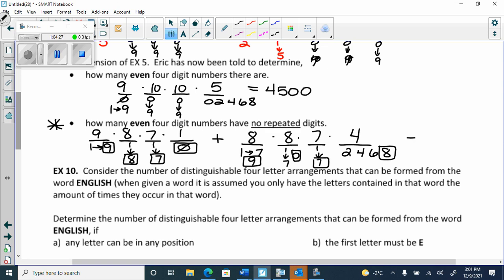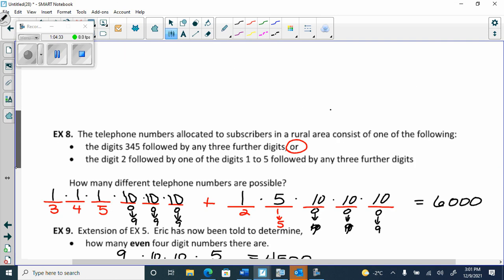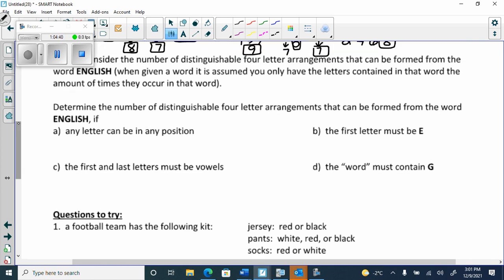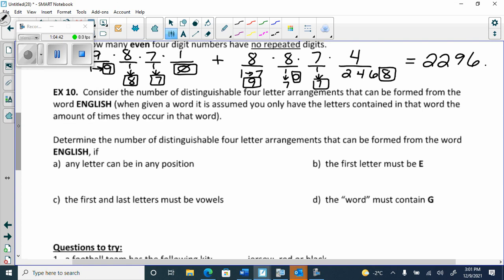It's 2296. Okay. Paying attention? Once again, I'm teaching you something that will matter. I'm just moving ahead so you can see.